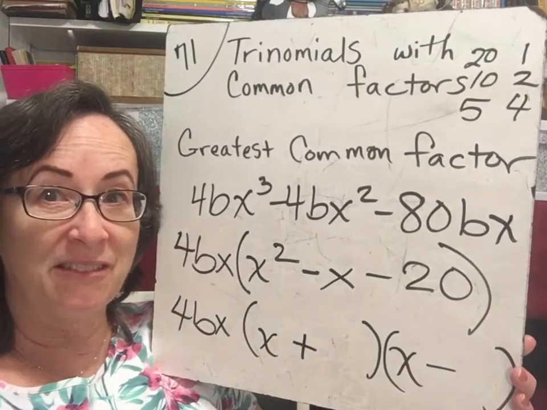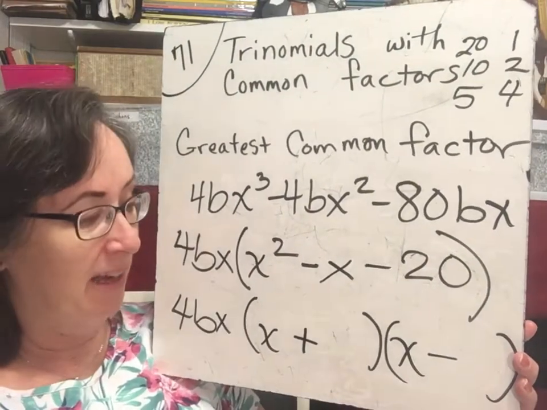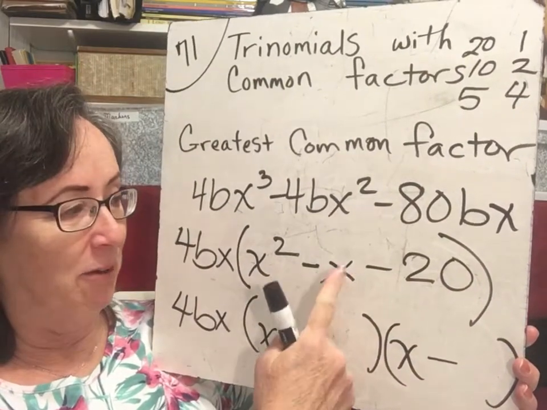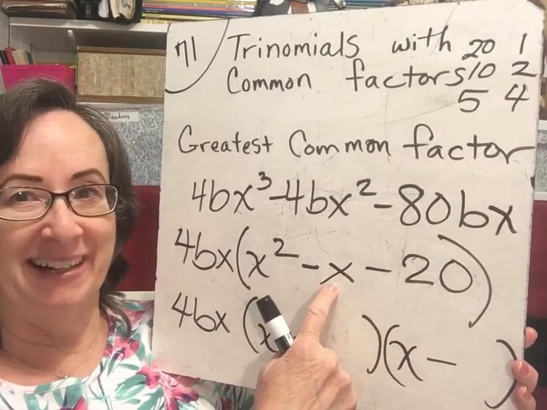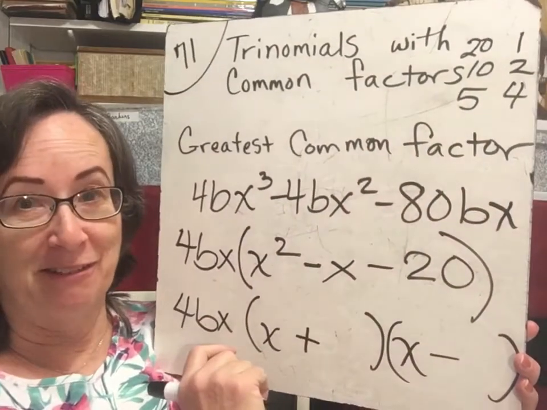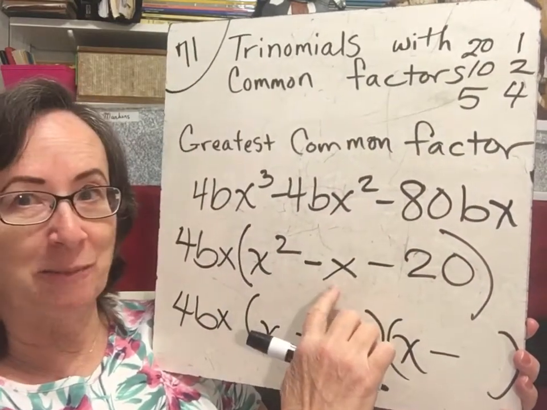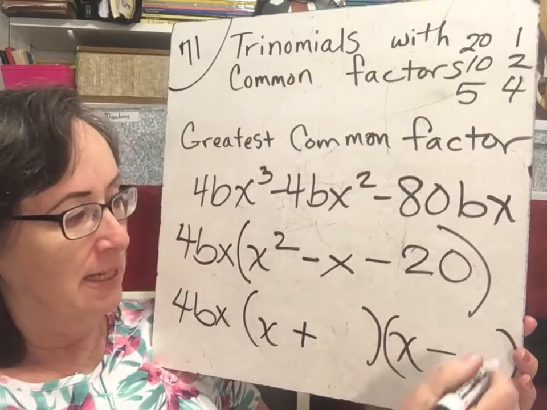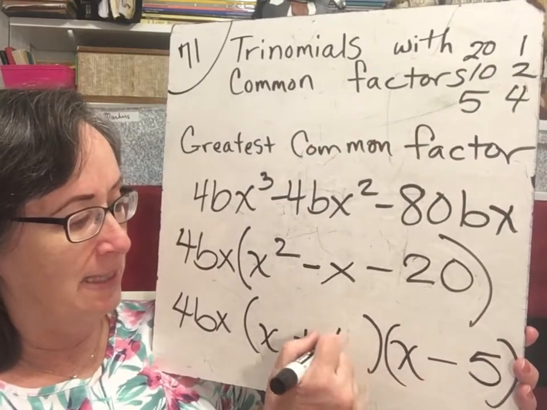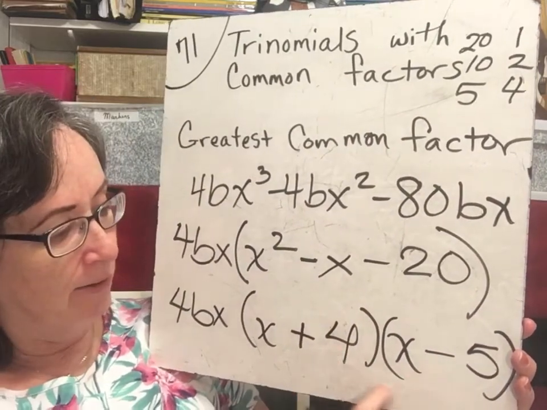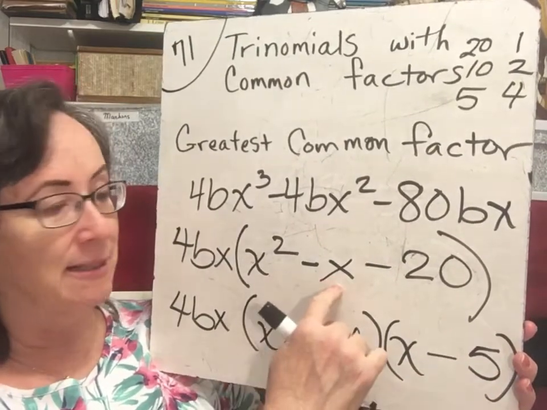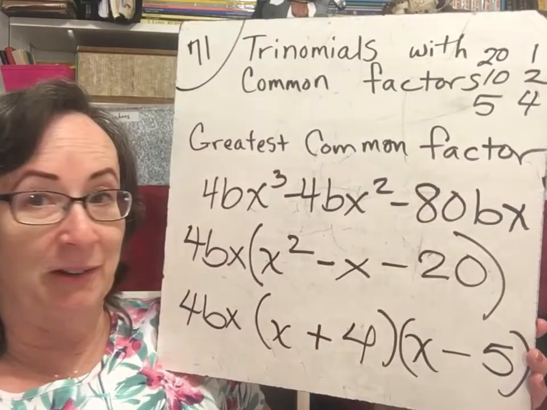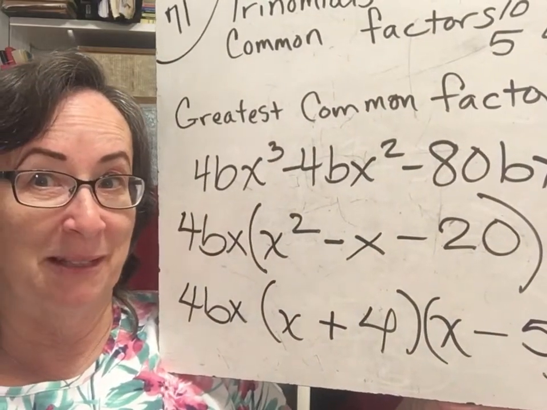Aren't those all of the factors of 20? There aren't any others. So now we're looking for factors of 20 that have a difference of 1. So aren't we going to use the 5 and the 4? And the middle term is negative, telling me that the bigger of the two numbers is going to be negative. So it'll be negative 5 and positive 4. So now let's check. 4x minus 5x gives me the negative x. The product is negative 20. And we are good to go with example number 2.